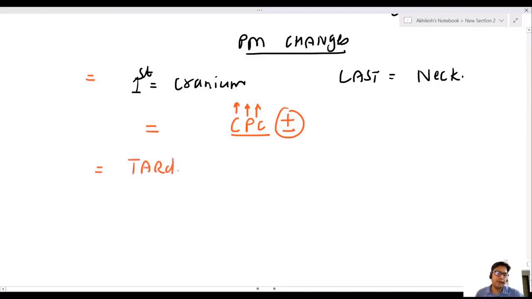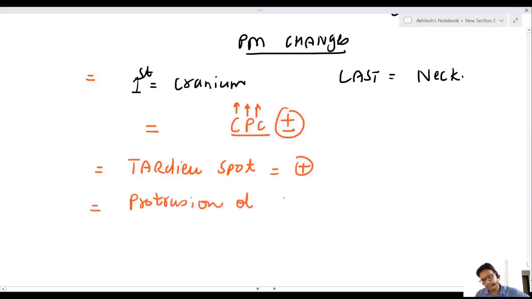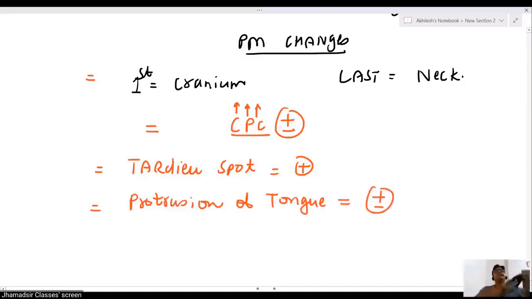Tardieu spots, as I already told you, can be present in those asphyxial deaths where the neck is compressed. Conjunctiva is the most common site. Protrusion of tongue can be present. Sir, why protrusion of tongue? See, the pressure goes up and presses on the mandible. This creates protrusion of the tongue.